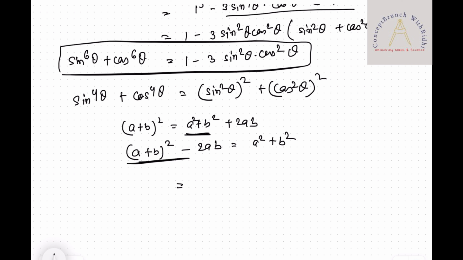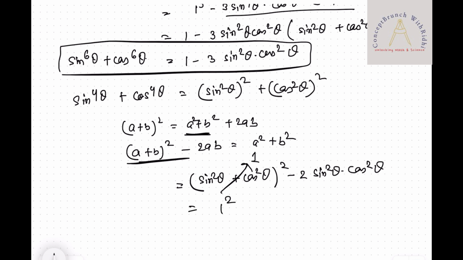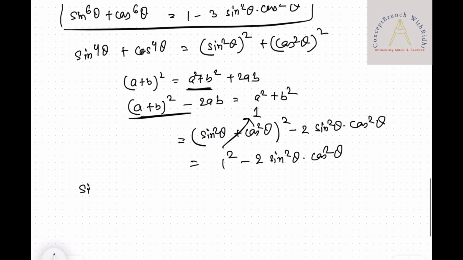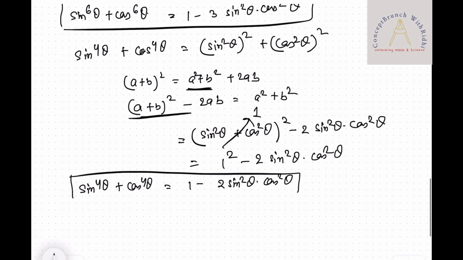So we can write in this term sine square theta plus cos square theta whole to the power square minus 2 sine square theta times cos square theta. This value will become 1, right? So 1 square minus 2 sine square theta times cos square theta. So we can write the value of sine to the power 4 theta plus cos to the power 4 theta as 1 minus 2 sine square theta times cos square theta, right? Now put this value in the original term.